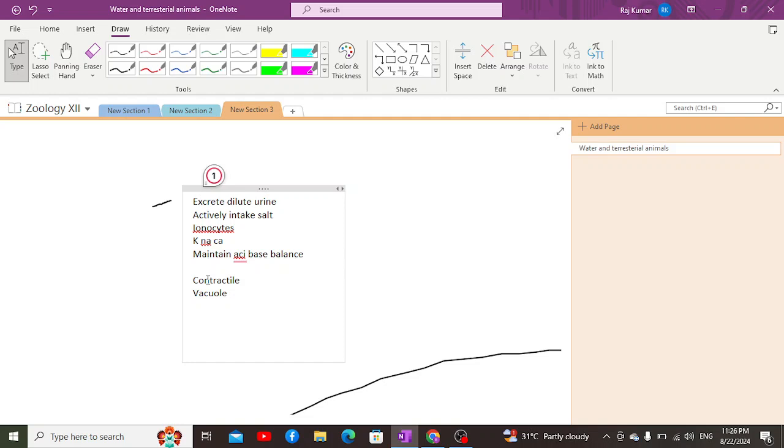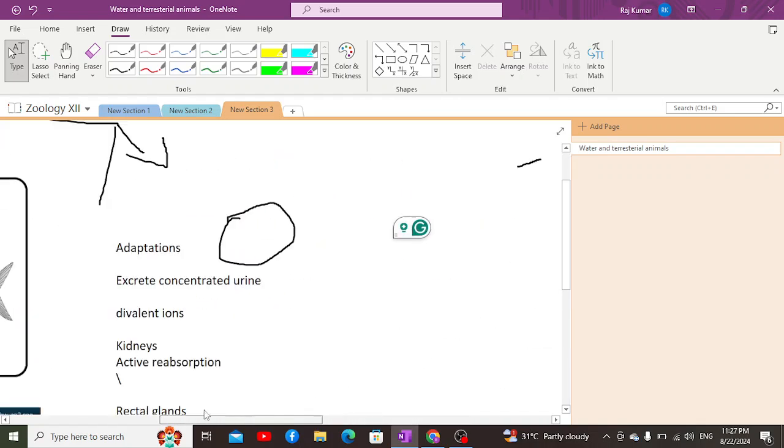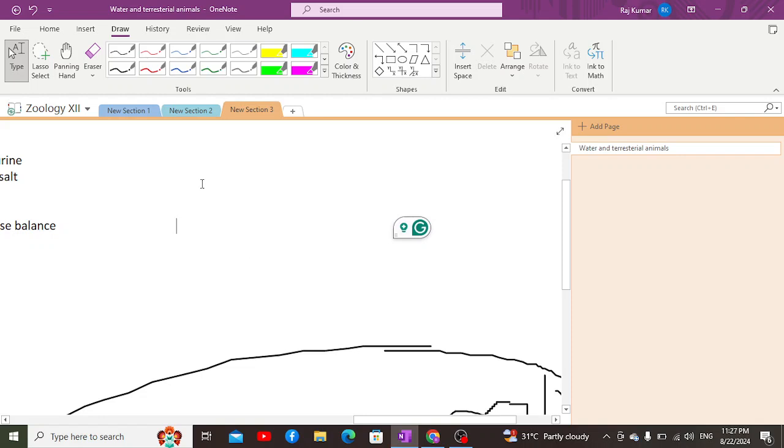Another adaptation is that they prefer highly salted food, in order to get more salt from there. So these are the adaptations that freshwater animals have.